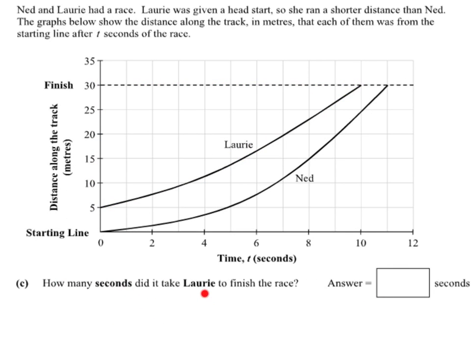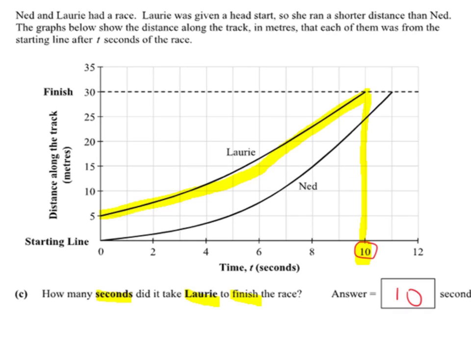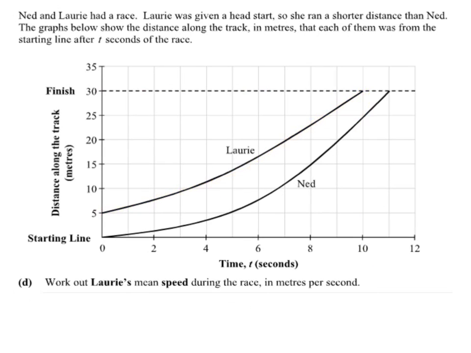Part C. How many seconds did it take Laurie to finish the race? So again, this is Laurie's graph. I have it highlighted in yellow here. And this is where she finished. This is where she got to 30. That's where she finished. So if we drop a perpendicular down to our x-axis, we see it took her 10 seconds to finish the race.